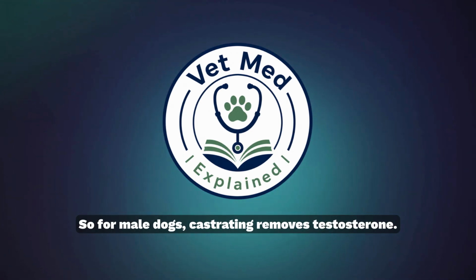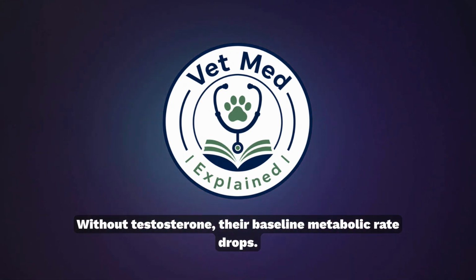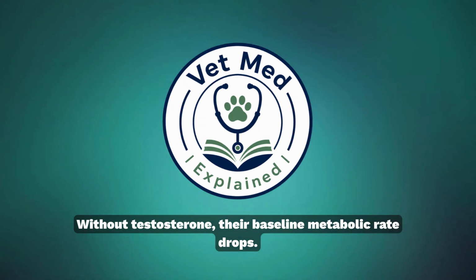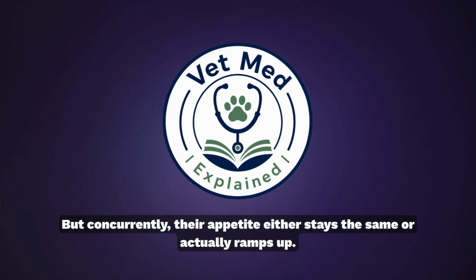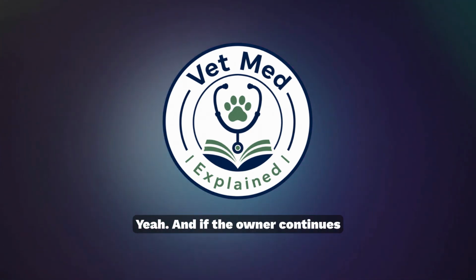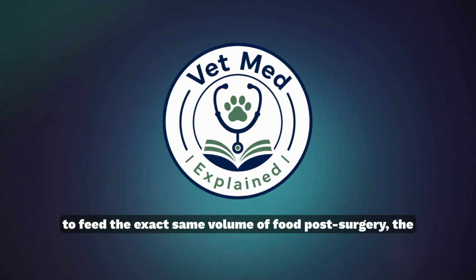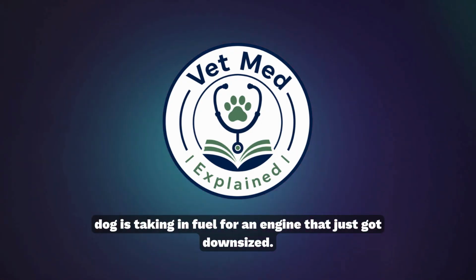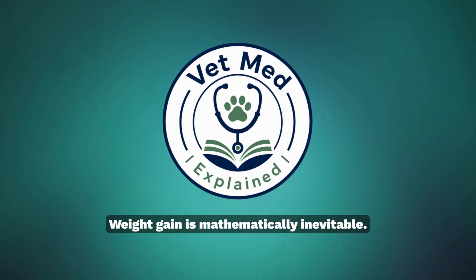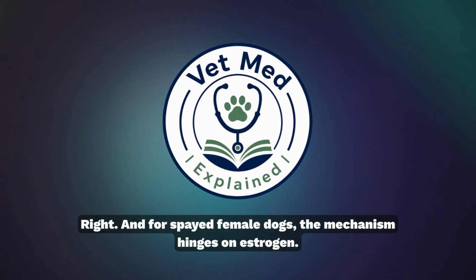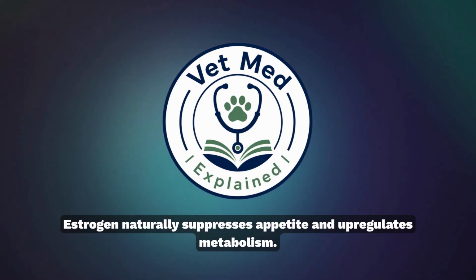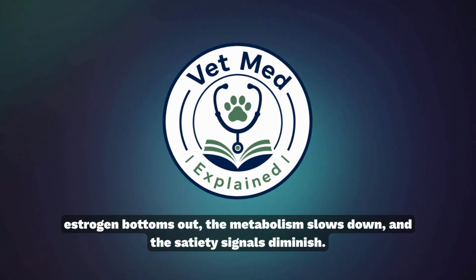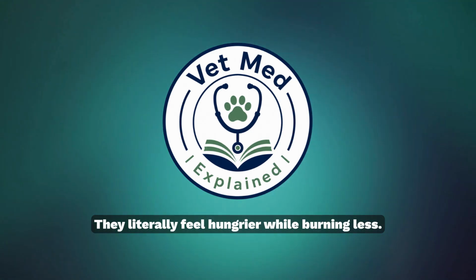It does. So for male dogs, castrating removes testosterone. Without testosterone, their baseline metabolic rate drops, so they burn fewer calories just existing. But concurrently, their appetite either stays the same or actually ramps up. And if the owner continues to feed the exact same volume of food post-surgery, the dog is taking in fuel for an engine that just got downsized. Weight gain is mathematically inevitable. Right. And for spayed female dogs, the mechanism hinges on estrogen. Estrogen naturally suppresses appetite and upregulates metabolism. Exactly. When you remove the ovaries, estrogen bottoms out, the metabolism slows down, and the satiety signals diminish. They literally feel hungrier while burning less.